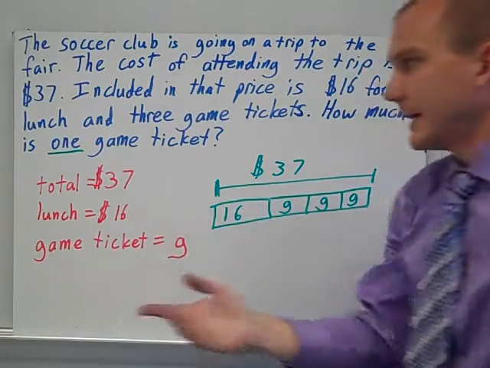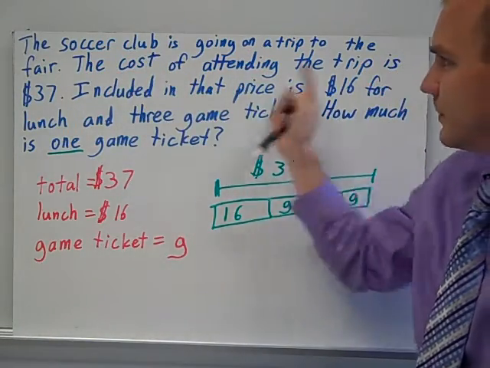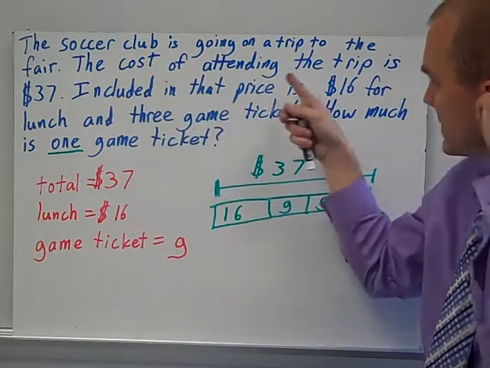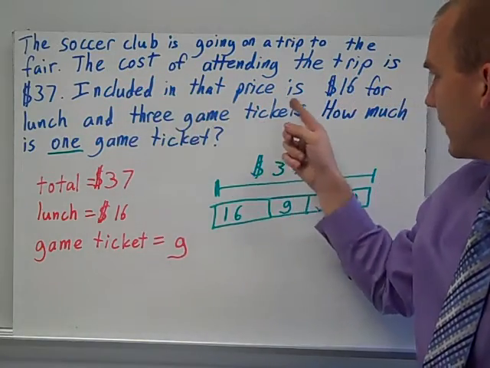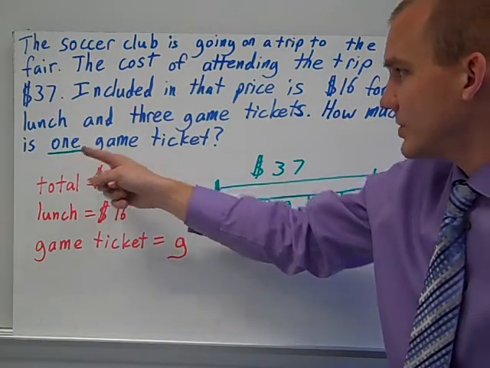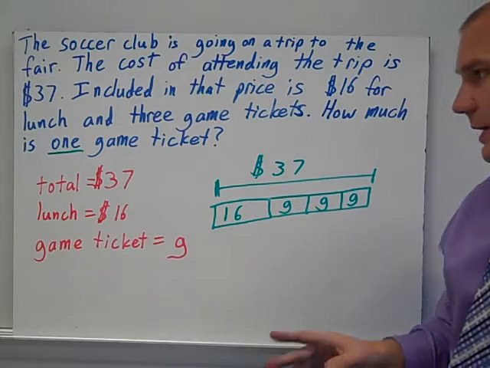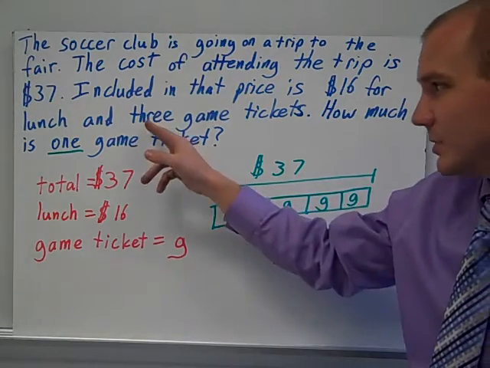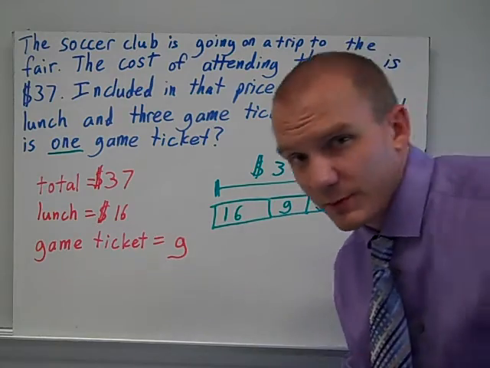Let's take a look at a second example. The soccer club is going on a trip to the fair. The cost of attending the trip is $37. Included in that price is $16 for lunch and 3 game tickets. How much is 1 game ticket? So we've got to look at here. This is talking about 3 game tickets and the price. So that has to be something we consider as we solve this problem.